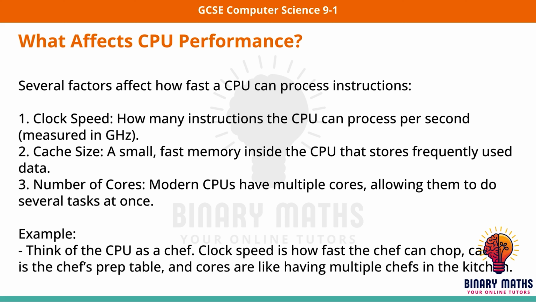To give you an analogy, think of the CPU as a chef. Clock speed is how fast the chef can chop. Cache is the chef's prep table. The cores are like having multiple chefs in the kitchen. The more chefs you have, the faster you can get the job done.